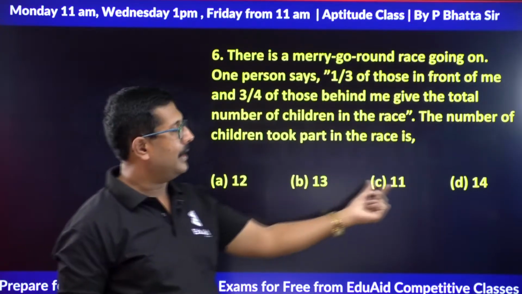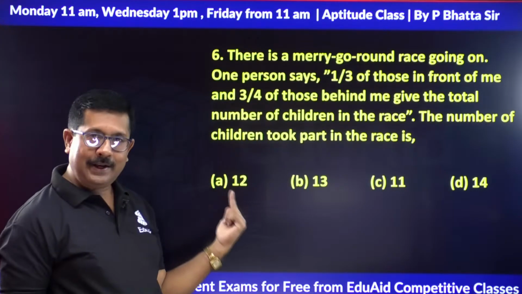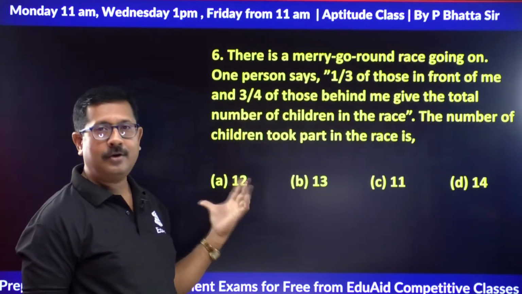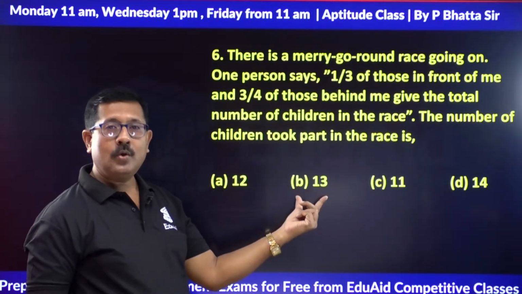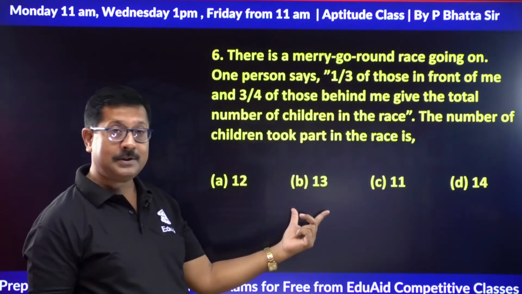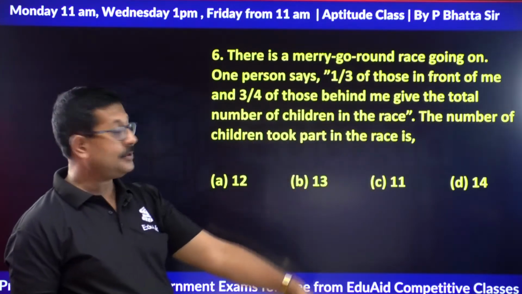Now these are the total. If total is 12, 1 less than 12 is 11, not perfectly divisible by 3 and 4, not possible. 13 total, 1 less than 13 is 12, perfectly divisible by 3 and 4, it is possible. See the other options also.